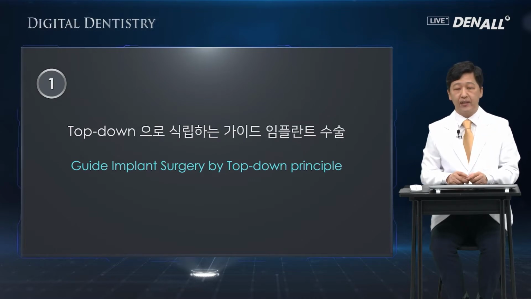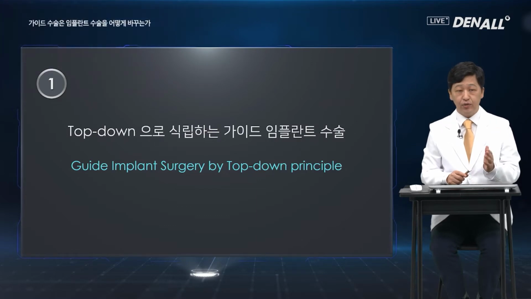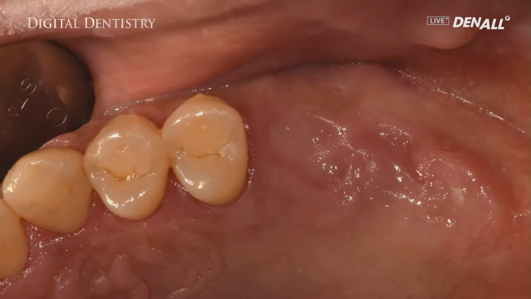This is the first topic. Guided implant surgery using top-down principle. The reason why we place the implant is to provide prosthesis which has appropriate form and function. That is why we place the implant, and therefore top-down principle is very important.